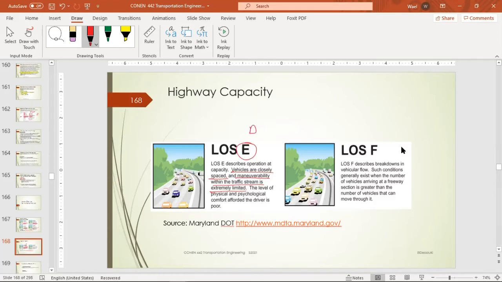Level of service F is when the flow condition starts getting into stop and go. That's a breakdown in vehicular flow. Such conditions generally exist when the number of vehicles arriving at a freeway section is greater than the number of vehicles that can move through it. That's when we start having stop and go. Any questions?